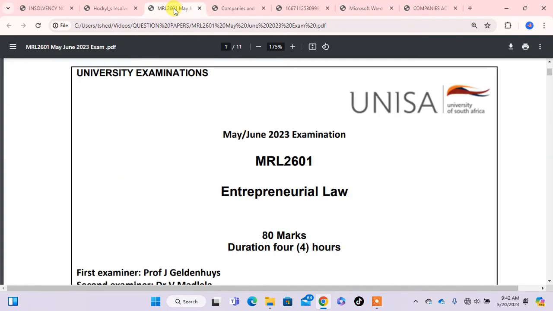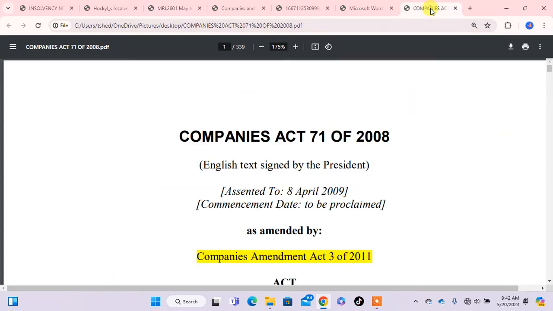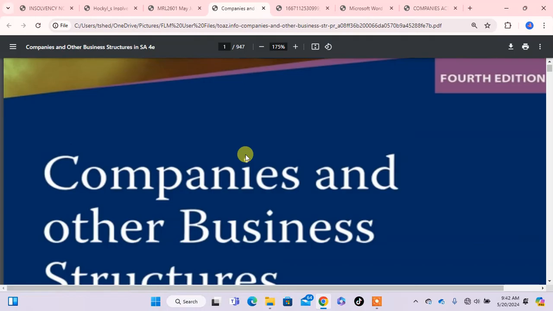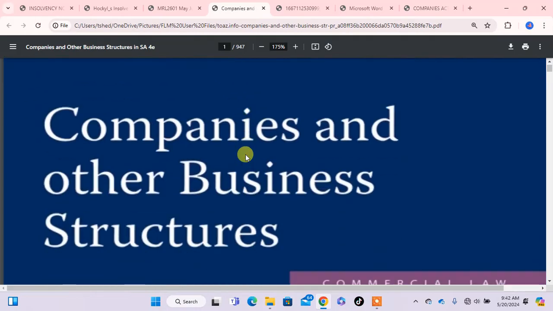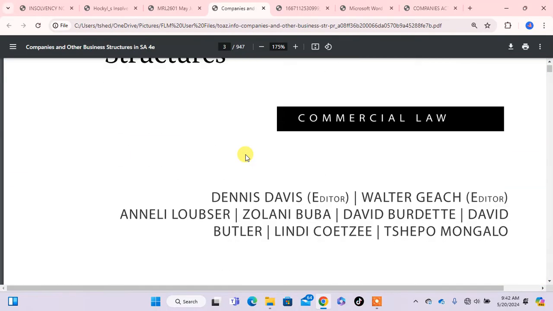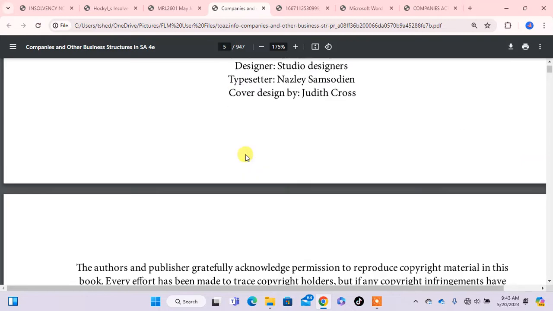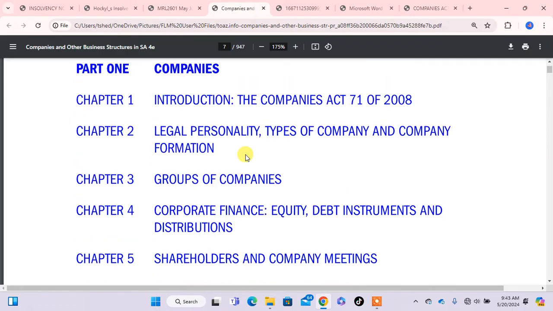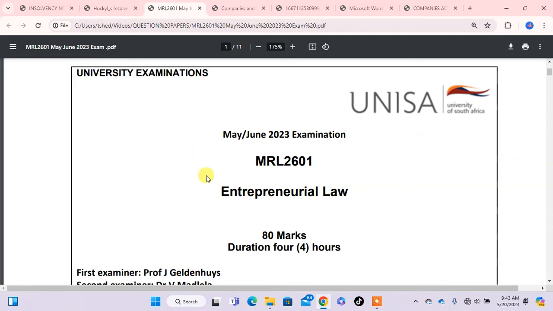Let's come back. The other thing that you need is the Companies Act 71 of 2008, and the other thing that you need in the examination will be this book, Companies and Other Business Structures, the 4th edition. This is the best book. You must have the 4th edition, because it is newer than the book that you may be using. I'm just showing you this material so that you won't say, where did you get this? So I'm telling you now where I got this. Let's try to answer one question I want to show you.